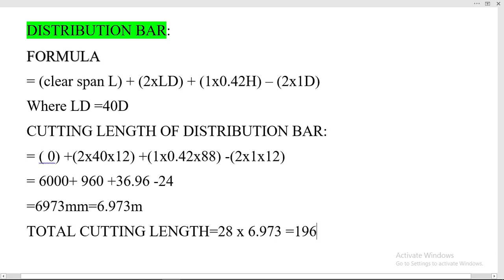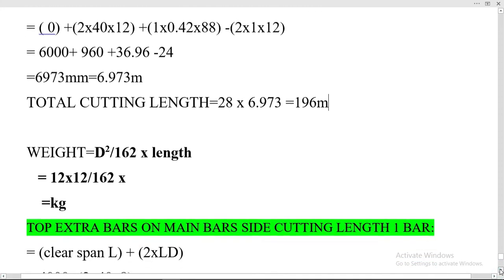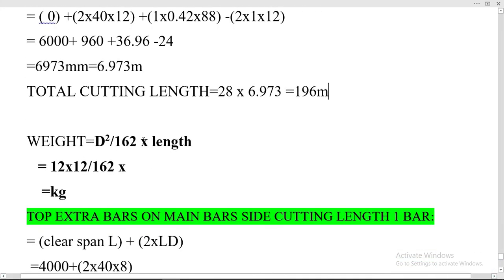196 meter is the total cutting length required for the distribution bar. Let's calculate the weight of the distribution bars. Just multiply with the length in the formula here, 196. Let me calculate it on the calculator.